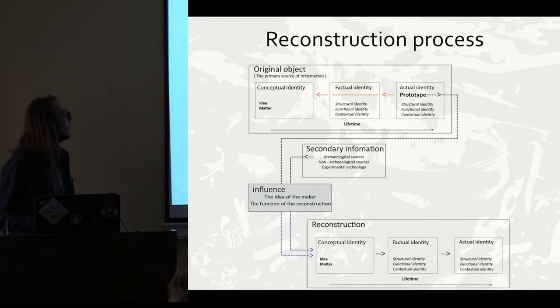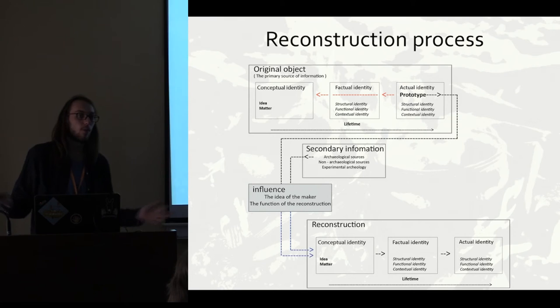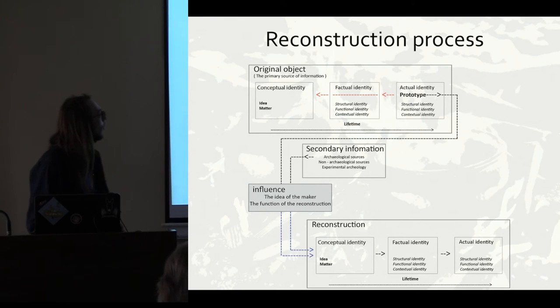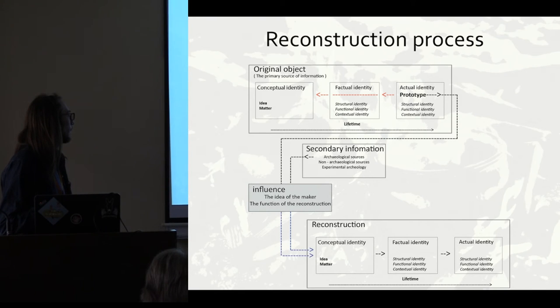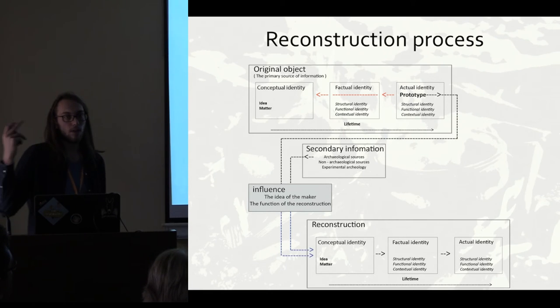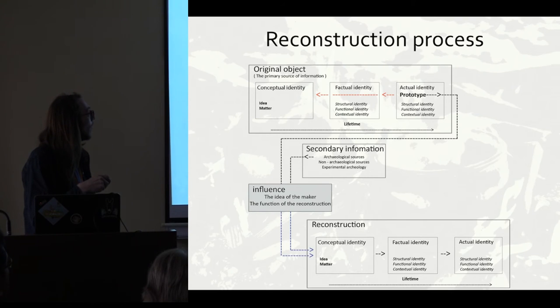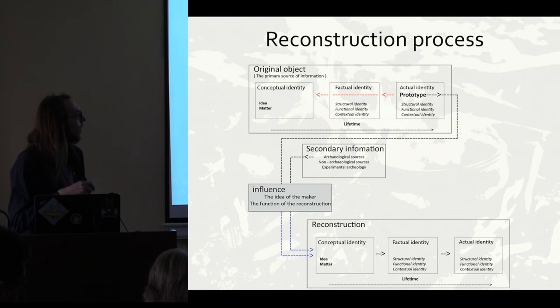So what I then did is I took the idea of, okay, we have the original object, which is going through all these phases. And then I said, okay, all this information is part of the prototype. And this prototype creates an image which eventually goes through the reconstruction. And here you can see that the reconstruction is this process on itself again, and that all the influences are going into it. And what's really interesting is that the maker of this reconstruction, you need to think in a way as the maker had here.